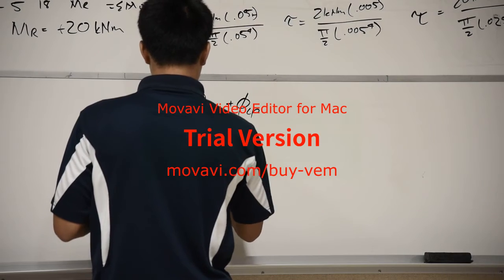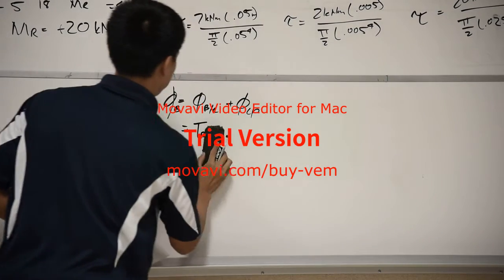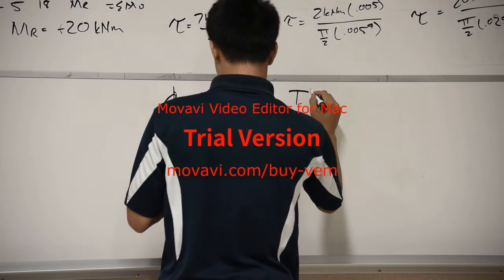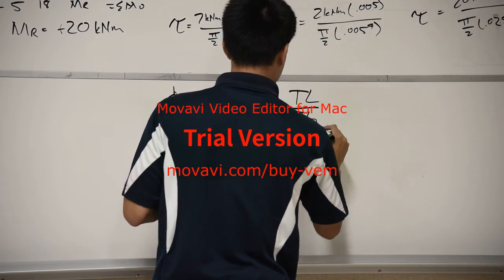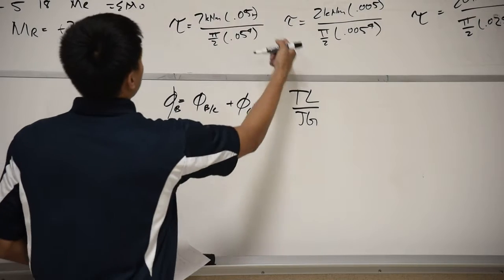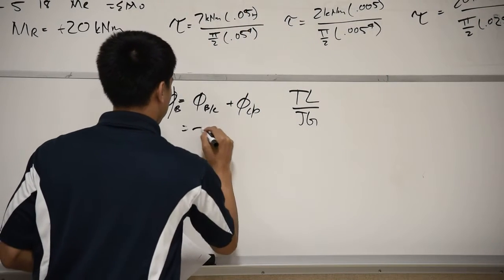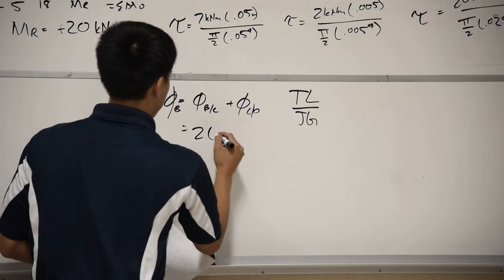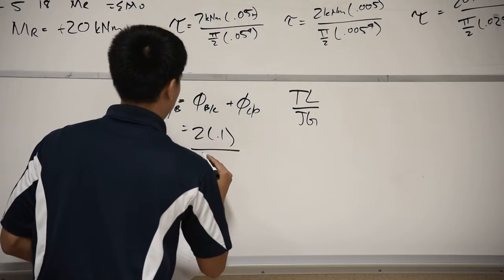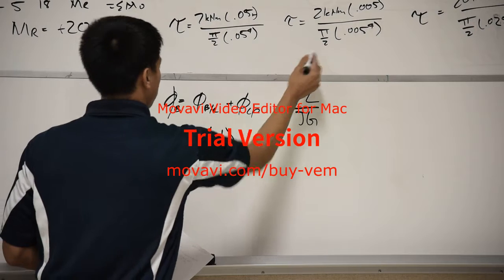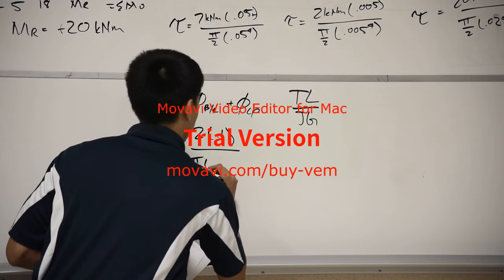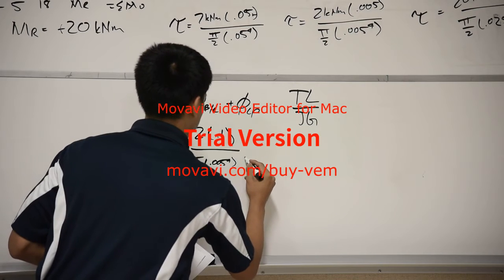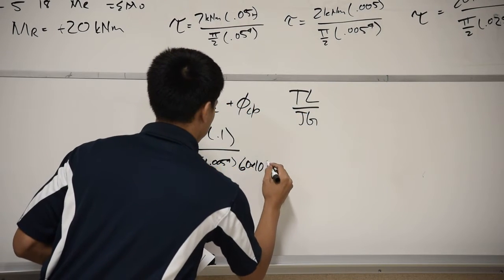Torque of B, torque of this, let's do this. I'm just going to write the equation over here, TL over JG, okay? Torque of this portion, 2 times the length, 0.1, over the same J value, times the G, 60 times 10 to the 9th.